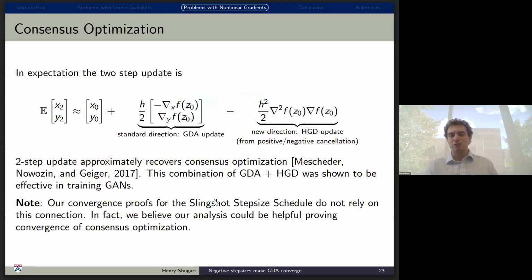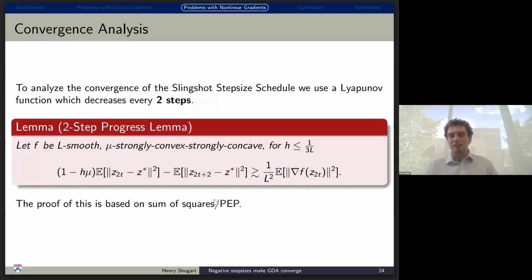So moving on to the convergence analysis that we do, we analyze convergence by analyzing a Lyapunov function that decreases every two steps. Similar to the example that I gave with the bilinear problems, we know we're not going to be able to show convergence by doing anything over just one step. We're going to need to look at least two steps. And so that's what we do here.